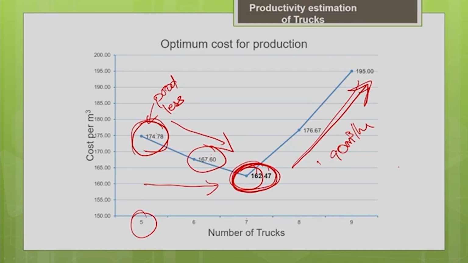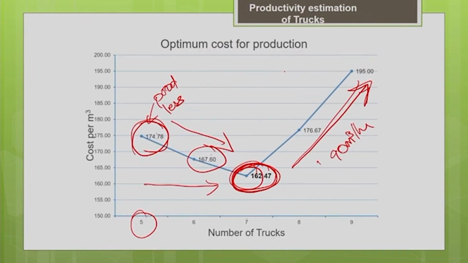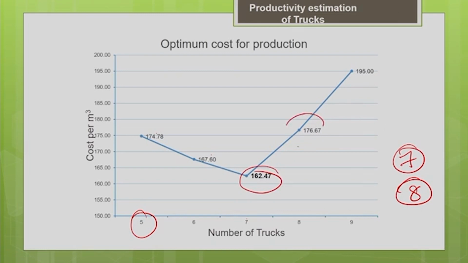So, it is always preferable to go by the balance number, but in this case our balance number was 7.18. Whether to round it to a lower number or a higher number, whether I should go for 7 or 8? If I go for 7, my unit production cost is 162.47. If I go for 8 trucks, it is 176.67. So, rounding to the lower number is preferable.